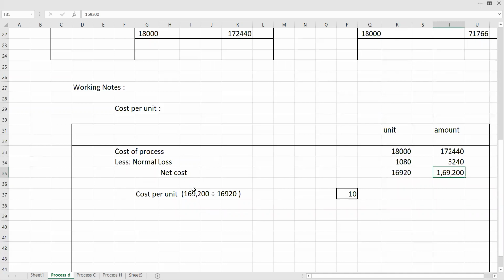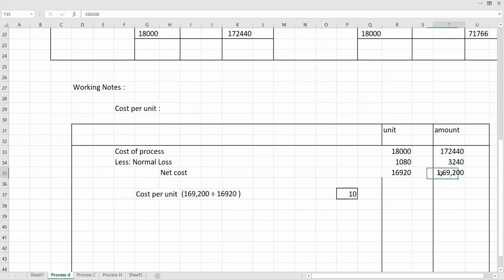So how to calculate the cost per unit? This net cost amount and the net cost units, we have to divide this. So 1,69,200 divided by 16,920, we can get our cost per unit. So we have got that is 10 rupees. So here is a rate.